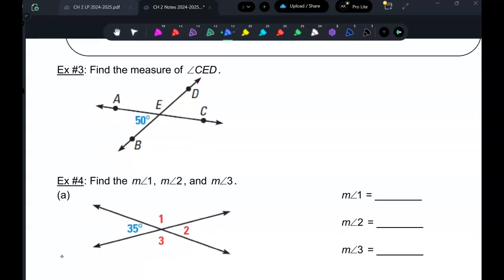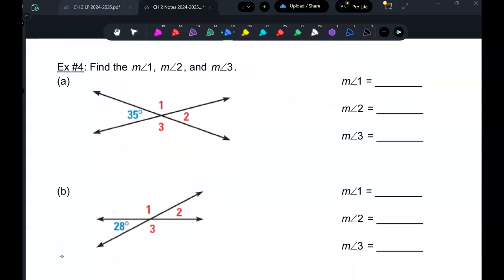Okay, good. All right, let's look at the measure of angle CED. Where's CED? It's over here. What do we notice about these 2 angles? They are vertical angles, so they're congruent. This has to be 50 degrees. So CED is 50 degrees. This is what I just mentioned: if we have one angle measure, we should be able to find all the other angle measures.